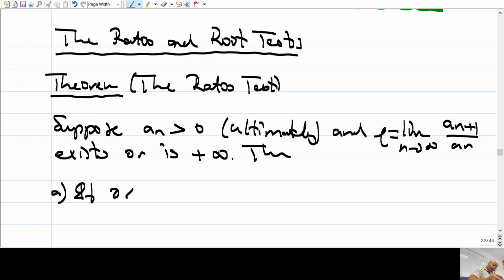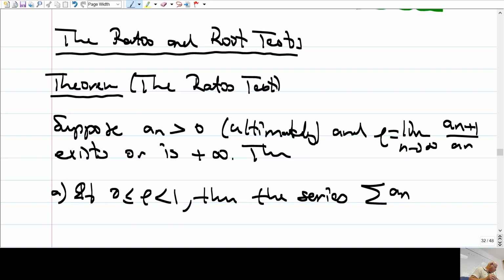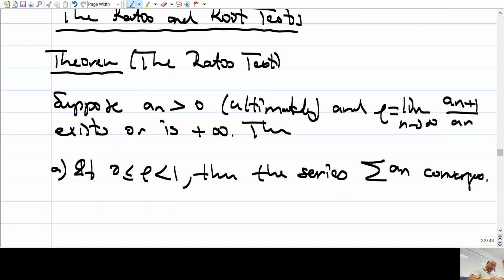If this limit is a finite number between 0 and less than 1, then the series converges. The nice thing about this test is that you don't need any other series to compare with this one. You just work with the a_n's, okay?